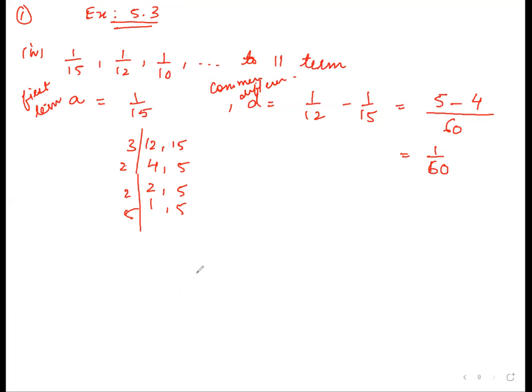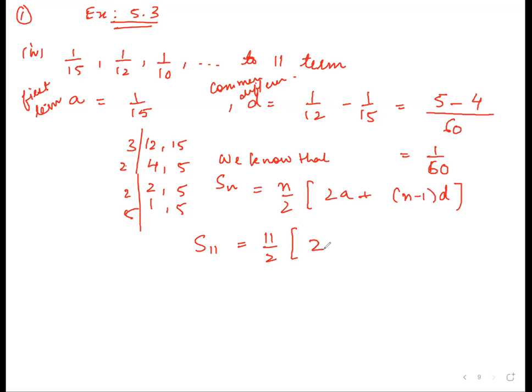Now you know A, you know D, put it in the formula. So Sn, then mention the formula. We know that Sn is equal to n by 2 into 2A plus n minus 1 into D, right? So you have to find the sum of 11 terms. So 11 by 2, then 2 into A is 2 by 15, plus 11 minus 1 into D, that is 10 by 60, which means 1 by 6, right?